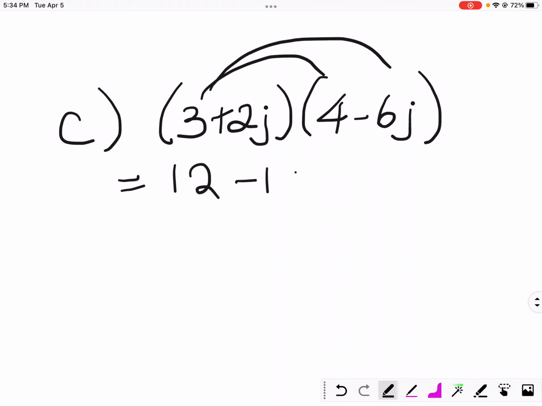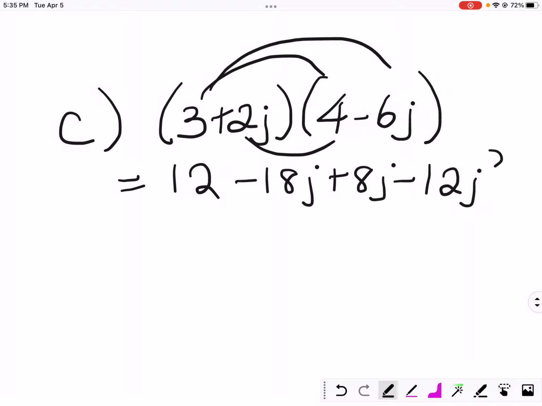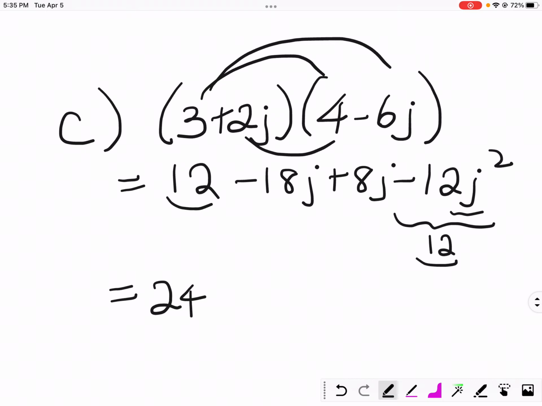Outside, inside, and last. Remember, j squared is -1. That's going to make this term positive 12. What we're going to wind up with is this plus this is 24. This and this is minus 10j, and we are done.